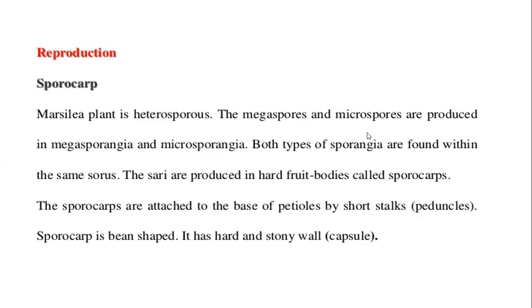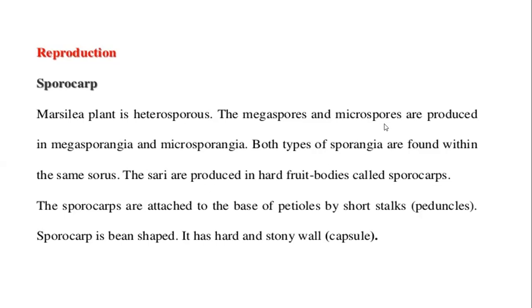Now, what is the sporocarp? These sporocarps are the fruiting bodies which consist of the sporangia, from which the spores are going to be liberated. Now, when we consider the sporangial development of the spores, the Marsilea plant is heterosporous. That means it develops two different types of spores in the sporangia. One is the megaspore and another is the microspores. Two different types of spores are developed. Hence, this plant is called a heterosporous plant.